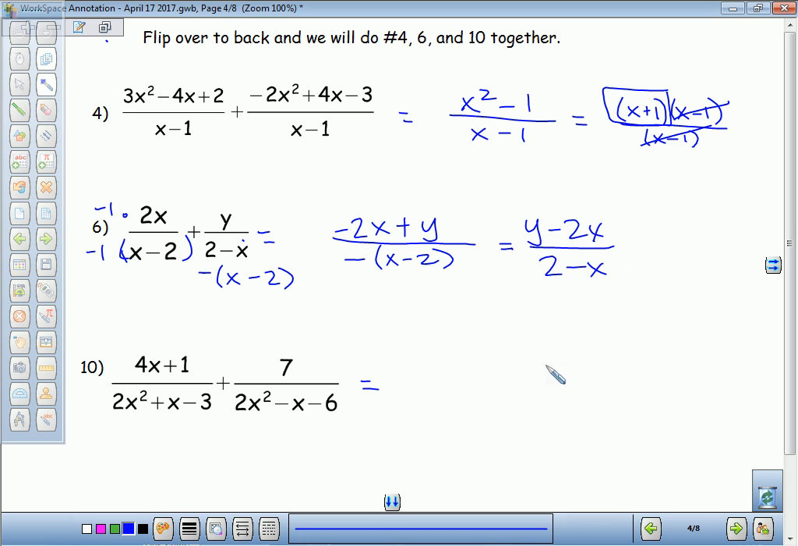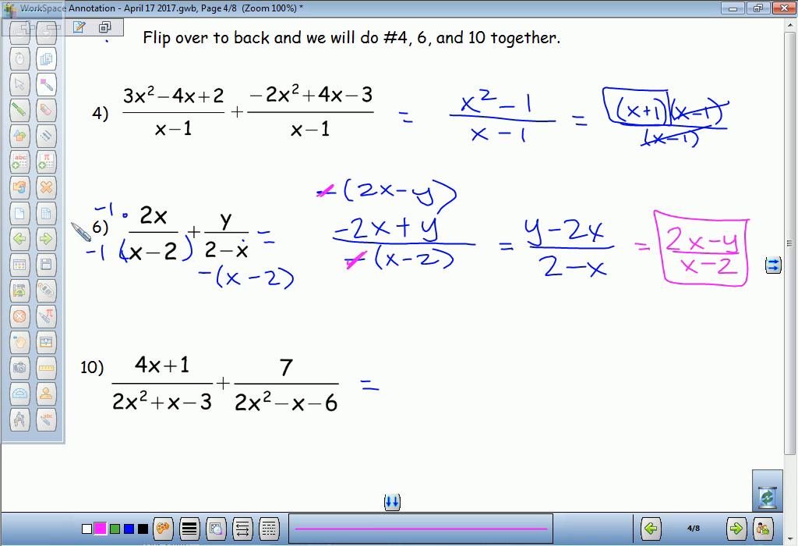Is it C? No, that's not it. Is that it? Yeah, that's definitely C. No, 6 is different. Alright, what if I factored the negative right here, guys? What if I factored the negative out of that? Now what happens? This negative cancels with that one, so we're left with 2x minus y over x minus 2, which is C.